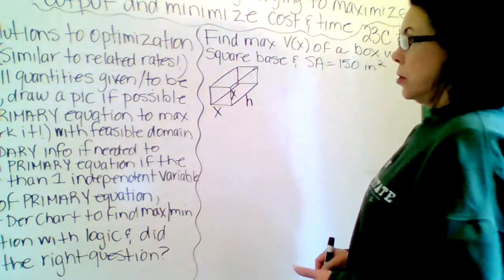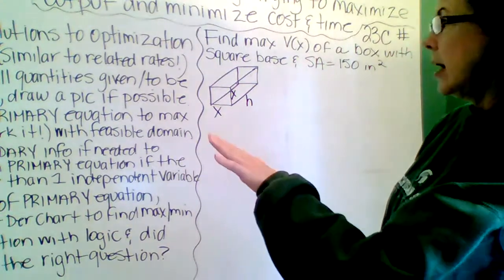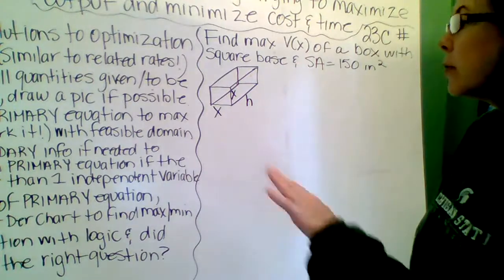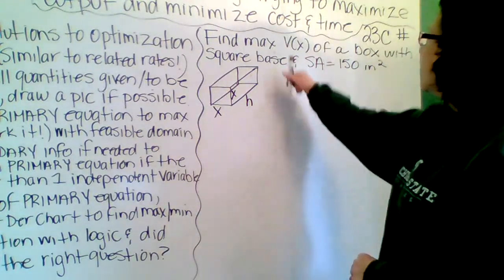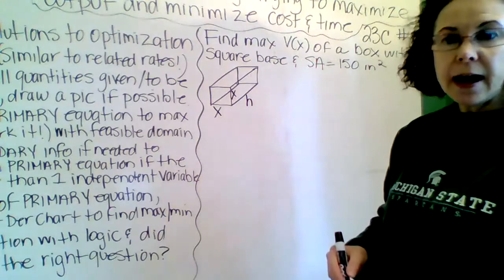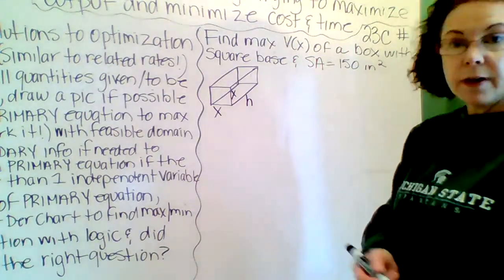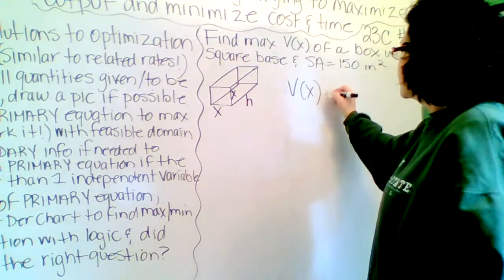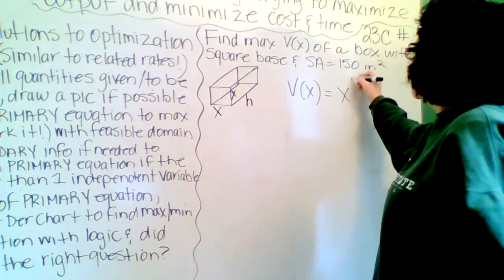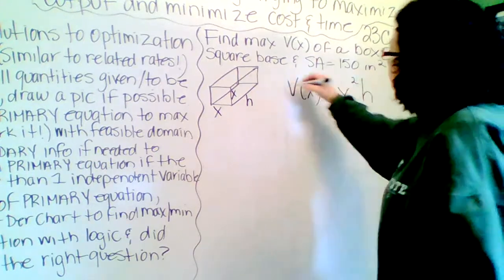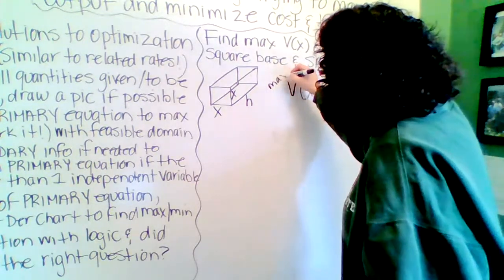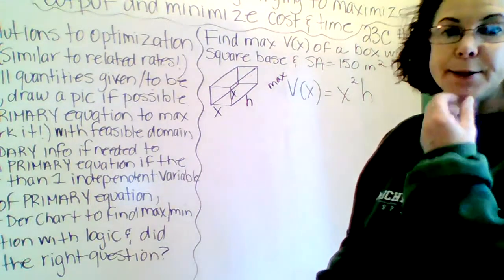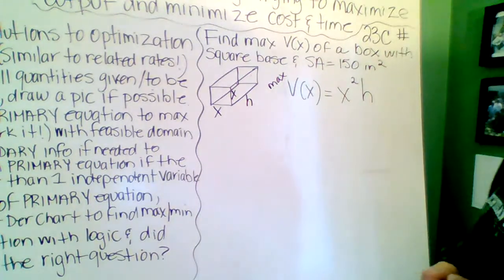So the first thing we did, we identified all the quantities to be determined, and we drew a picture. Now we're going to write a primary equation. They are asking us to maximize the volume, so we need to write a volume equation. My volume equation for this box is x squared times h. And I'm going to write here that I'm trying to maximize that volume, to remind myself.